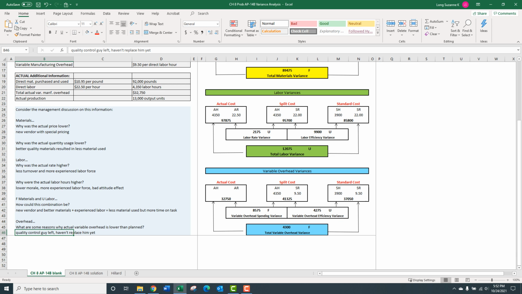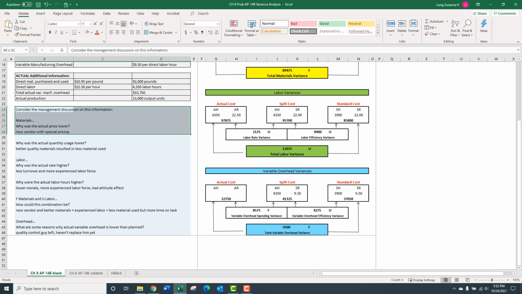That certainly happens. It's affected me. It's probably affected you before on the job too. Somebody's gone and everybody else is kind of absorbing that work. Well, that means the business is not paying that salary or wages. So maybe that's why actual variable overhead is a little bit lower.